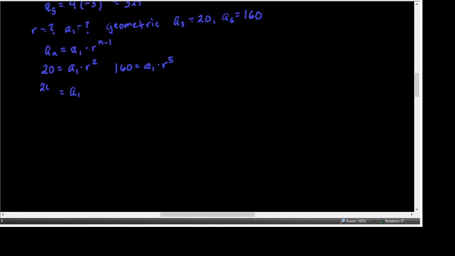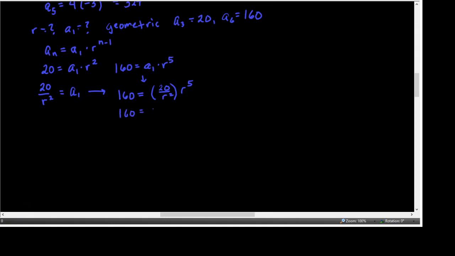So I'm going to take the first one and solve it for a sub 1 by dividing both sides by r squared. Then I'm going to take that and put it into the other equation and replace a sub 1 by substitution with something that's equal to 20 divided by r squared. That equation is solely in terms of r, which means we should be able to solve it for r. So first, I guess we should do some simplification.